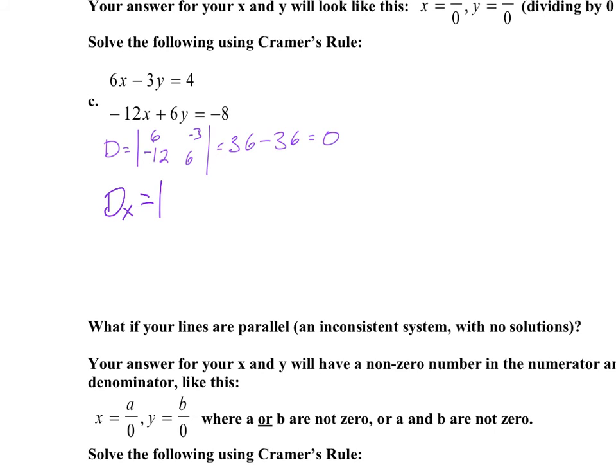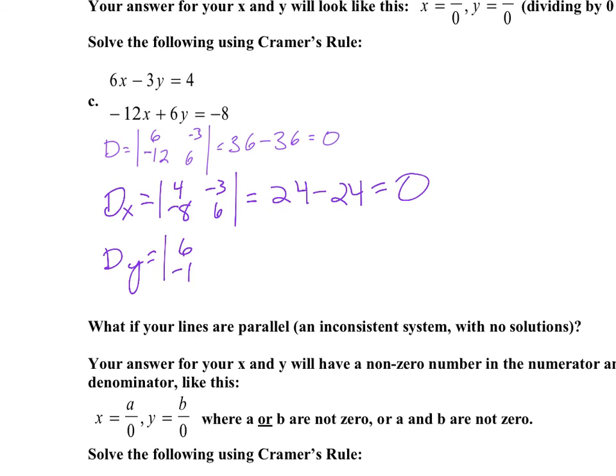D sub x would be 4, negative 8. The answers in place of the x column, negative 3, 6. So now I have 24 minus 24. I have another 0. D sub y is going to be 6, negative 12 with 4, negative 8. 6 times 8 is 48. So I have a negative 48 minus a negative 4 times 8 is 48. So again, I have 0. So if you have all zeros, it's an infinite solution.